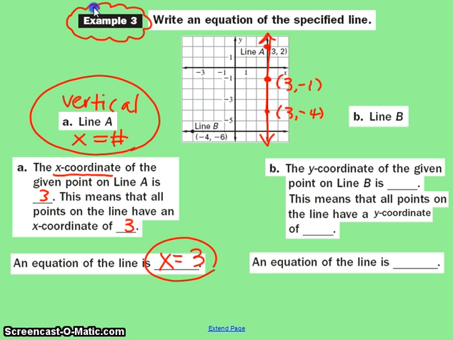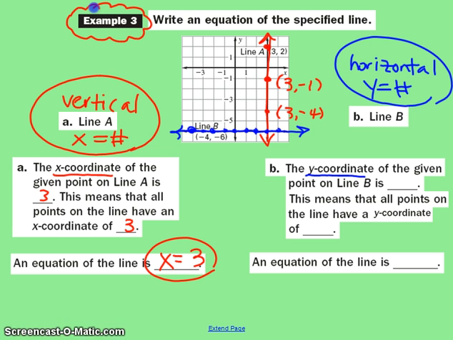Now, line B is a horizontal line. They gave you the ordered pair with -6 on that horizontal line. Looking at other ordered pairs on this horizontal line, the thing that's going to be the same now is the y-coordinate. So these equations are all y = a number. Horizontal lines have no x in the equation. Vertical lines have no y in the equation.